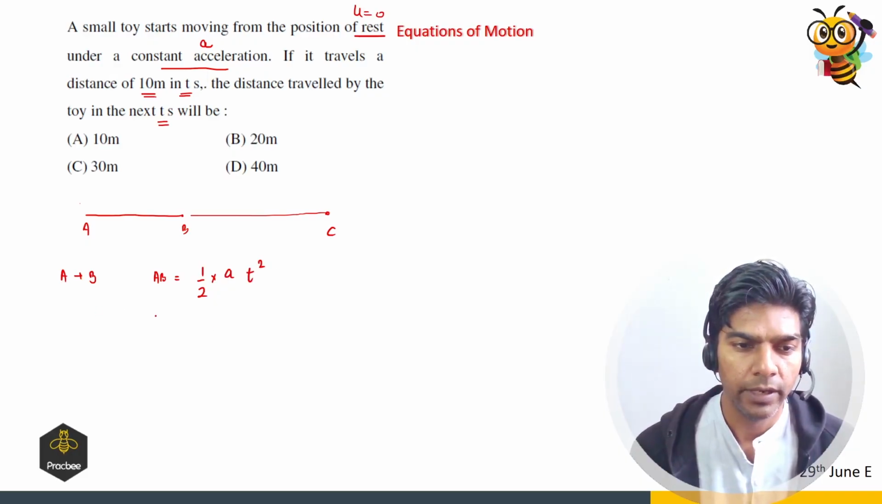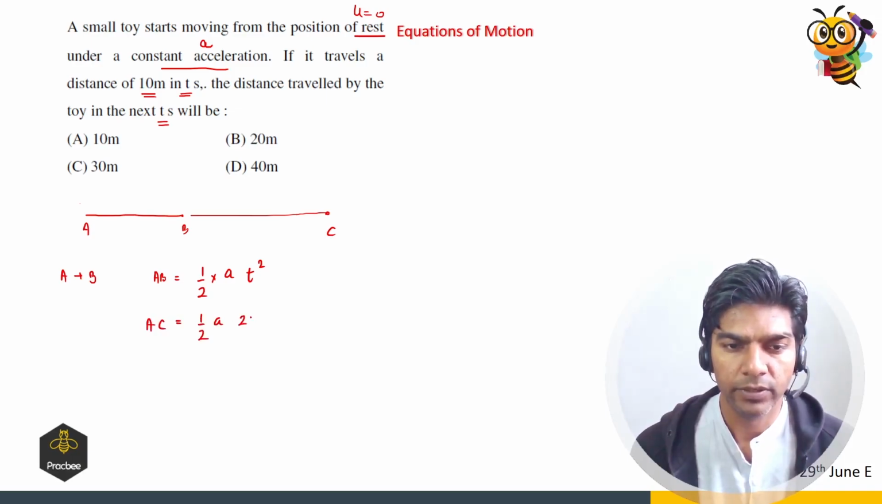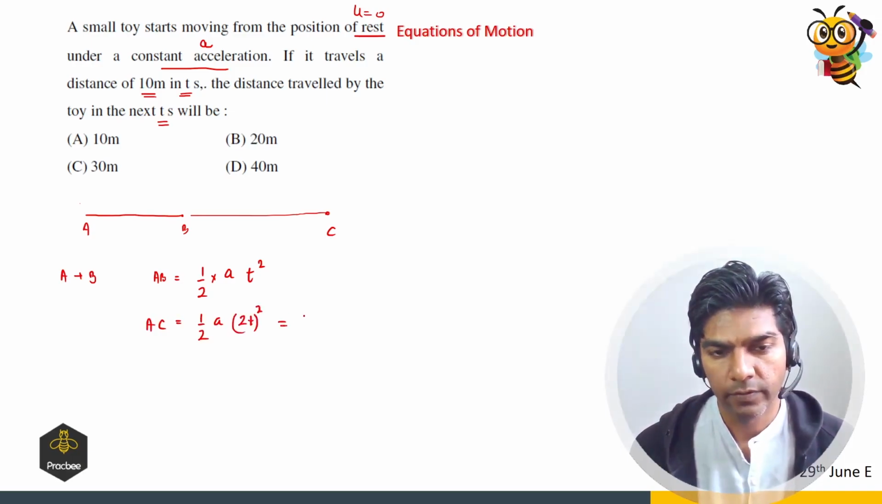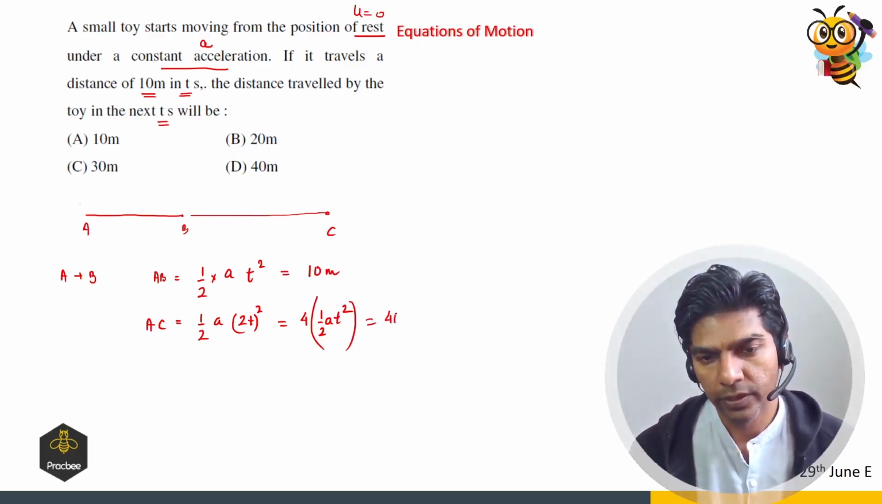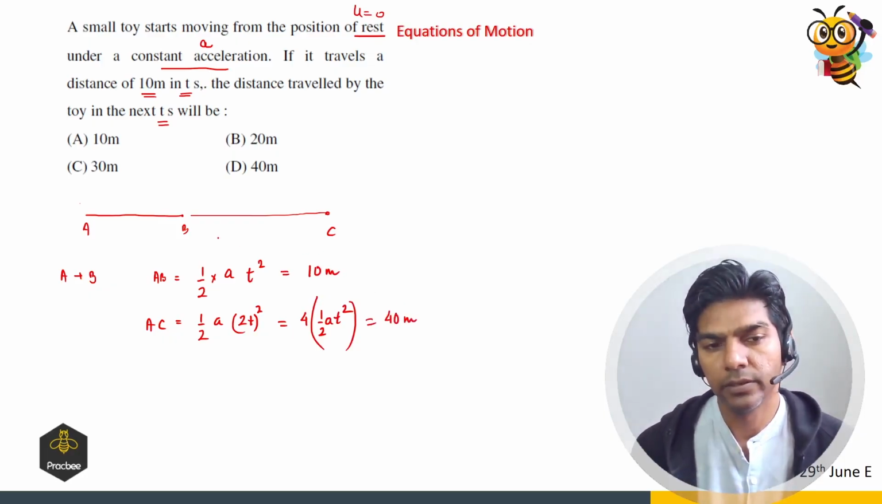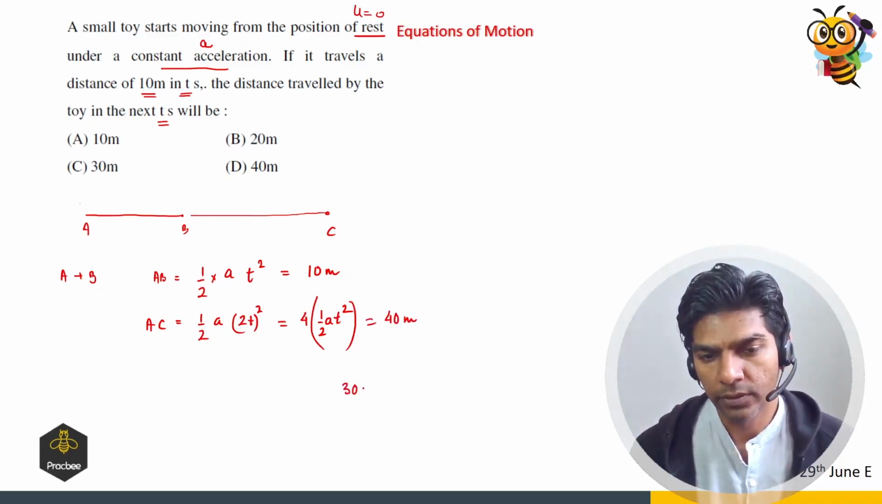And from A to C it will be half a (2t) square. So that comes out to be 4 times half a t square. Now what is half a t square? That is nothing but 10 meters. So it will be 40 meters. So the distance covered by the particle from B to C will be 30 meters.